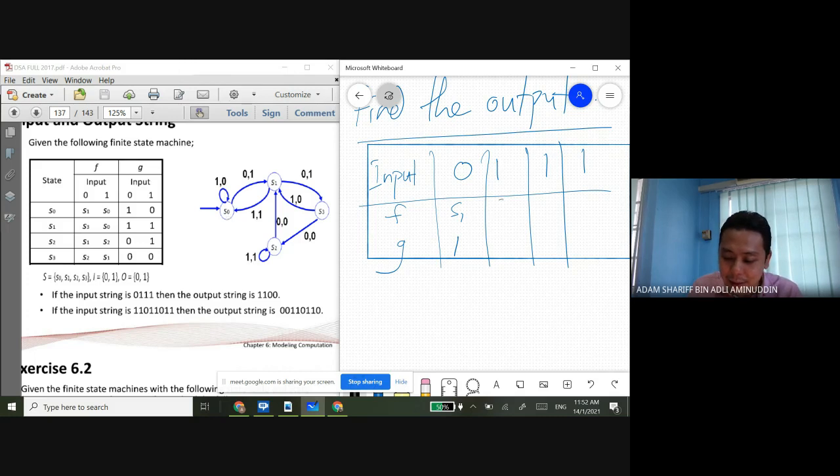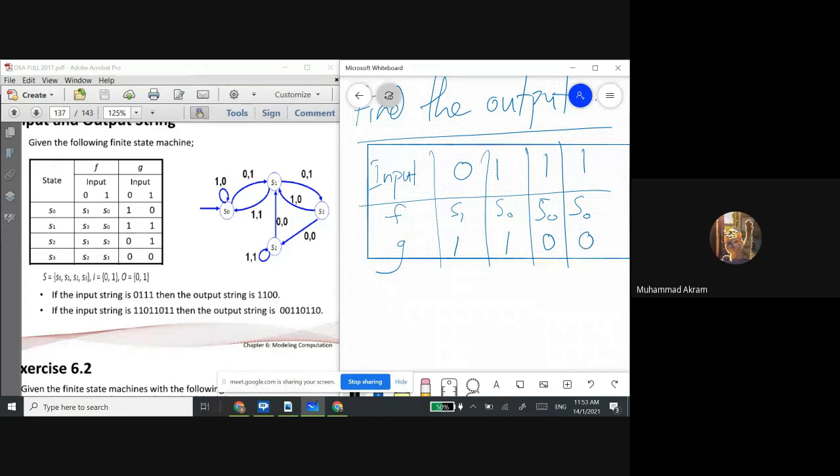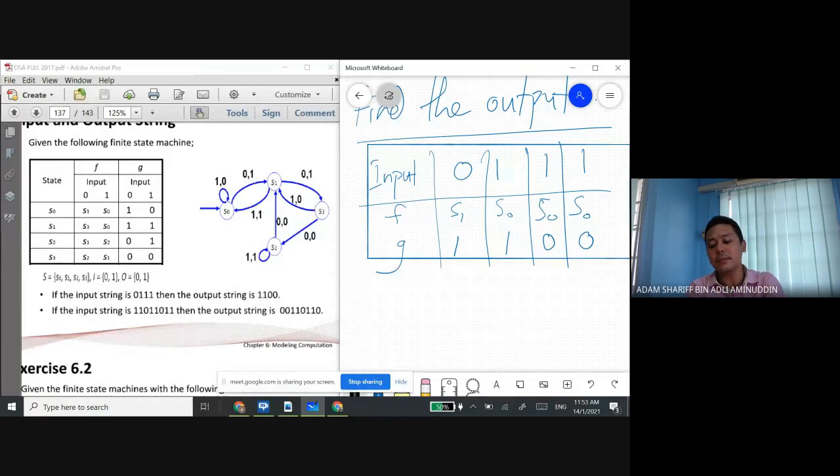So tulis, dia pergi S0 balik, the output is 1. Sekarang ni kita dah dekat S1, dia patah balik S naught. Okay, the next input is 1, it means that S naught will remain at S naught. And the output is 0. And if 1, the next input is 1, it still remain at S naught. 0. So that's why output string awak menjadi 1 1 0 0.